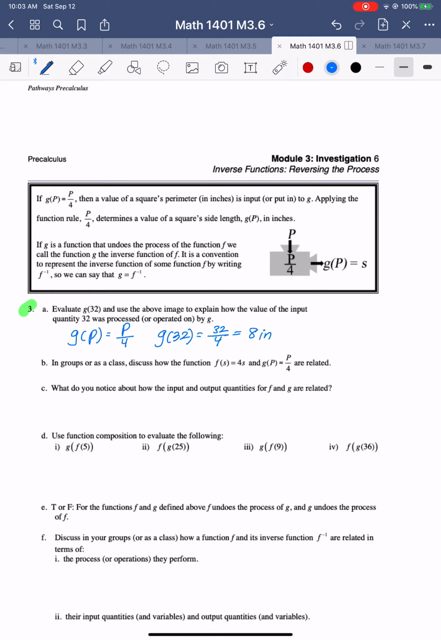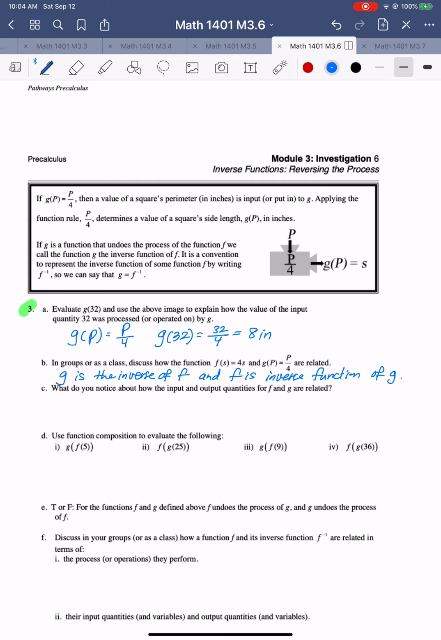And then in a group or as a class, discuss how the function f of s equals 4s and g are related. Okay, so we can say g is the inverse of f, and also f is the inverse function of g. They are inverse functions.